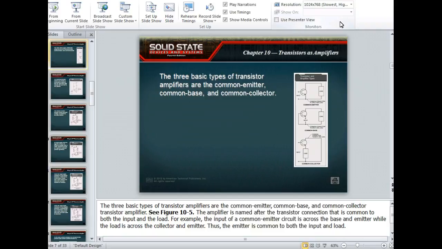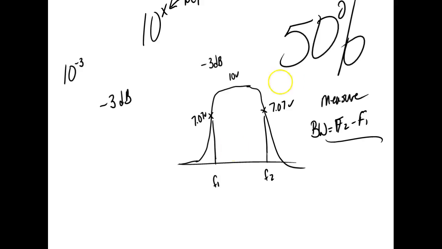But when we talk about common, it has nothing to do with the DC common. It's the signal common that we're looking at. Y'all understand that? Because that gives people a lot of problems. They want to look at that common. So what I have here, we're going to do signal flow, we're not going to do current flow.